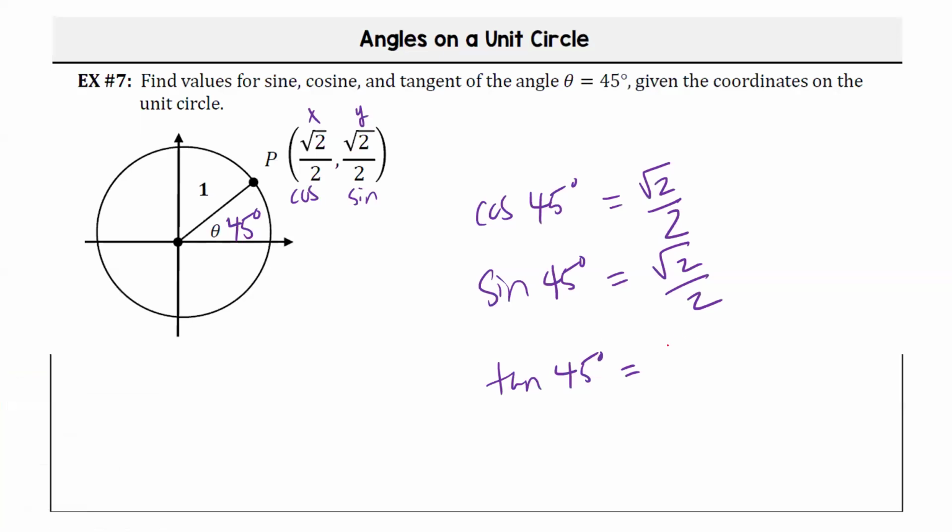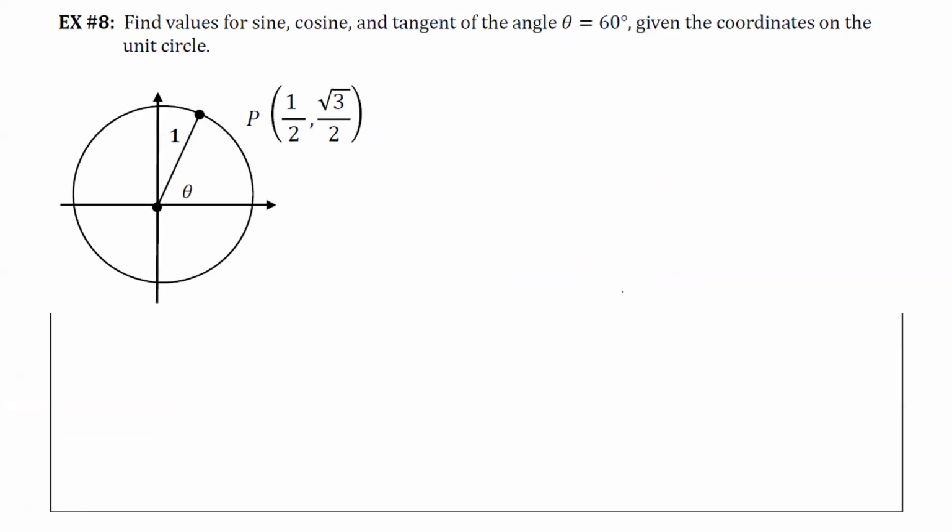well, we have our y divided by our x, which is going to be square root of 2 over 2 divided by the square root of 2 over 2. And anything divided by itself is 1. So the tan of 45 degrees equals 1. And this will be true for all angles of 45 degrees or with a reference angle of 45 degrees. And we'll talk a little bit more about how to apply that.